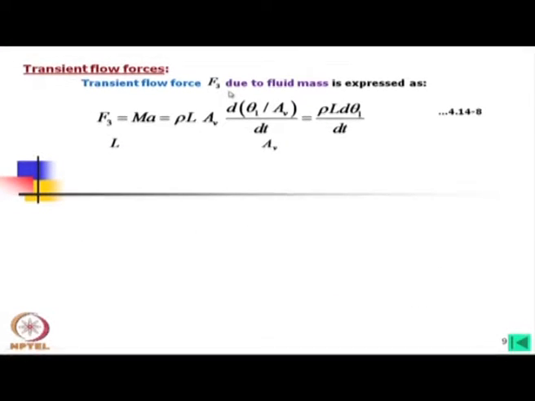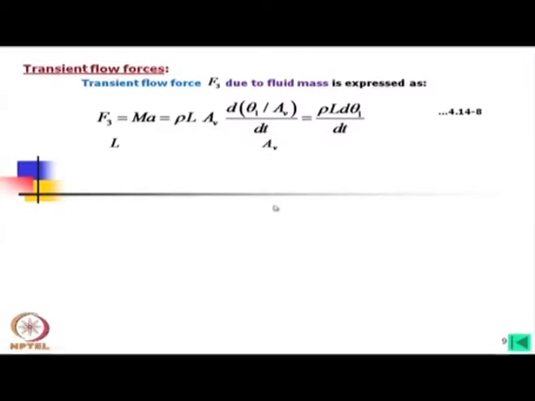Now we are coming to the transient flow force. So far we have considered laminar flow, and due to this laminar flow we have considered the steady state flow force, but there will also be a transient flow force. That means while the spool is moving, the oil is moving inside, and due to this there will also be another force, the transient force, expressed by F3, and this F3 is equal to the fluid mass times acceleration.